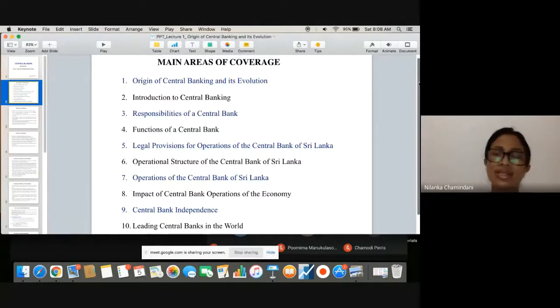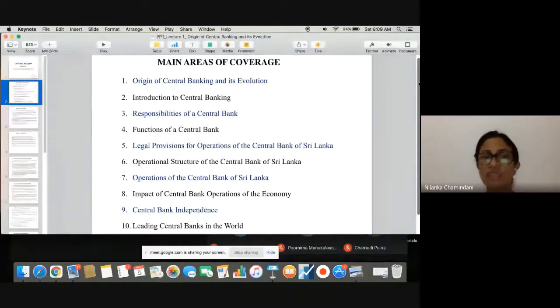Okay, so as I said, the first topic that we are going to cover today is the origin of central banking and its evolution. We are going to discuss how it began, and then how it has developed step by step. In the next session, I'm going to introduce the central banking functions, and also the responsibilities entrusted to the central bank.